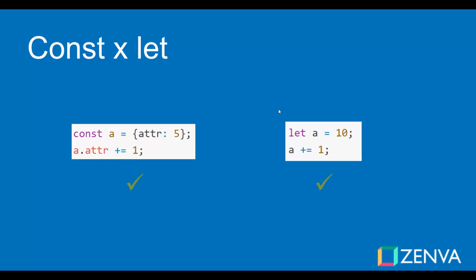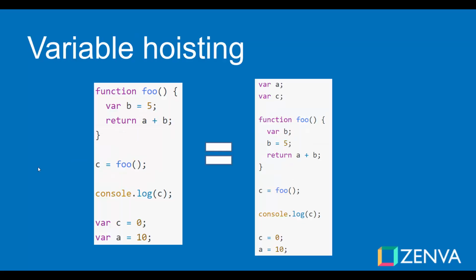As I mentioned, let variables can be changed, but they have an important difference when compared to the var keyword from ES5 JavaScript. And in order to understand this difference, you need to understand a concept called variable hoisting. In JavaScript, variables are always declared in the beginning of the file or function. This means that even if you have created a variable in the end of the function, it will already be available in the beginning of the function, because the JavaScript compiler automatically moves it to the top. This is called variable hoisting.